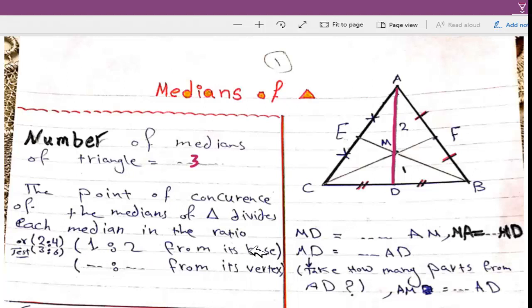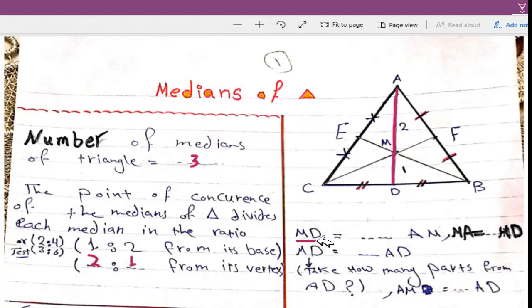So 1 to 2 from its base, one part to two parts, and from the vertex two parts to one part, so 2 to 1 from its vertex. And you can say that 2 to 4 or 3 to 6, they are the same. You know why? Because 1 is half of 2, so the ratio is half. Since 2 is half of 4, I can say 2 to 4 instead of 1 to 2, or 3 to 6, or 5 to 10, etc.